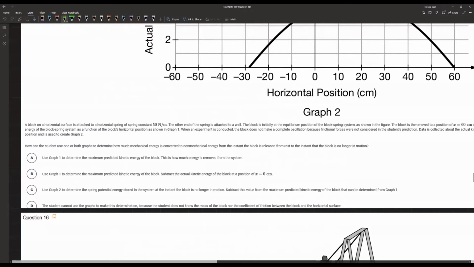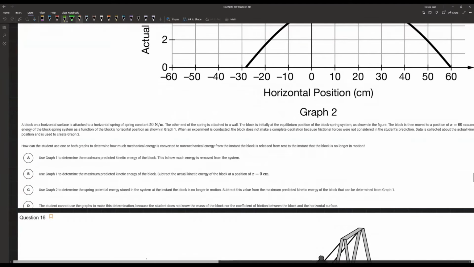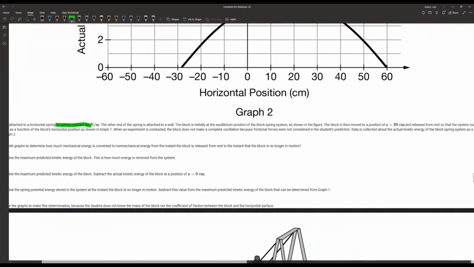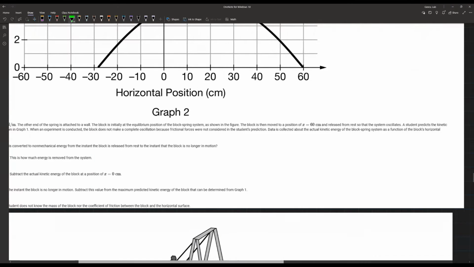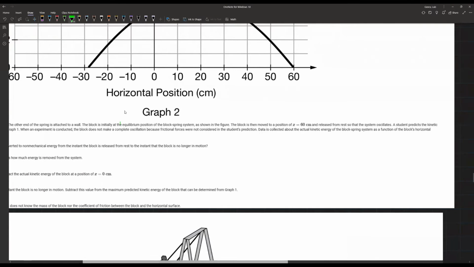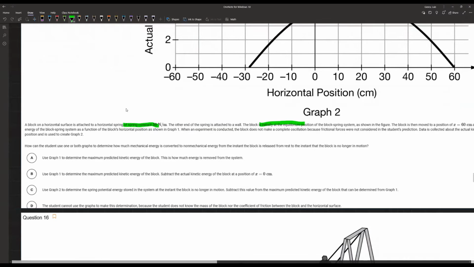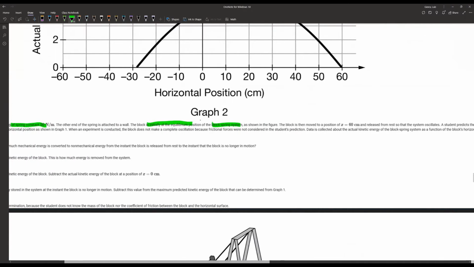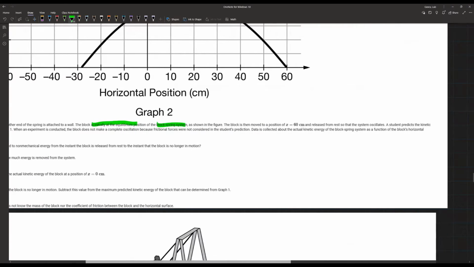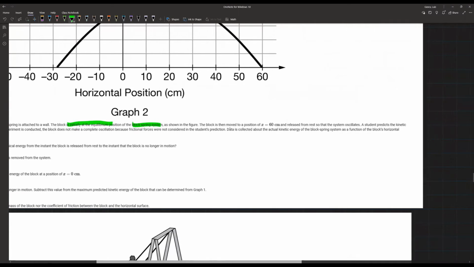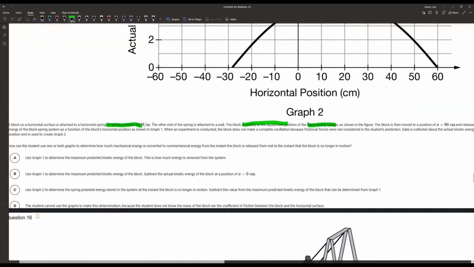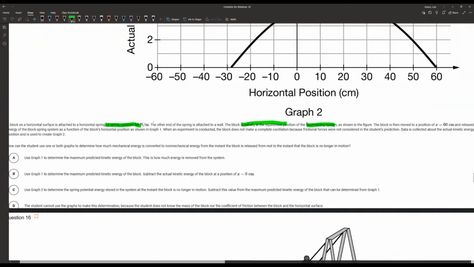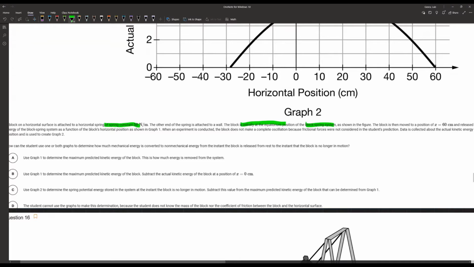A block on a horizontal surface is attached to a horizontal spring of constant 50 newtons per meter. The other end of the spring is attached to a wall, and the block is initially at the equilibrium position of the block spring system, as shown in the figure. The block is moved to a position of 60 centimeters and released from rest so that the system oscillates. A student predicts that the kinetic energy of the block spring system as a function of the block's horizontal position is shown in graph 1.